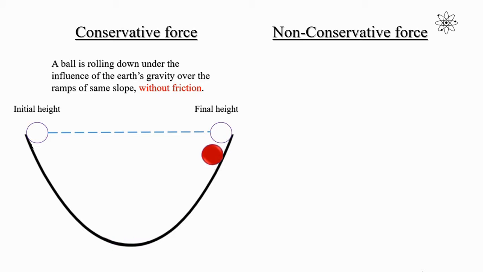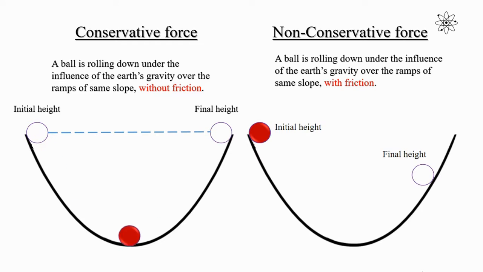Now let's see what happens in the case of a non-conservative force. For that, we again consider the same ramp, same ball, but here we consider the surface is not frictionless. So here you observe, student, the ball can't reach its original height because of the friction force, as the friction force is a non-conservative force. The name itself suggests, student, conservative means which conserves the energy. And non-conservative means it is not able to conserve the energy.